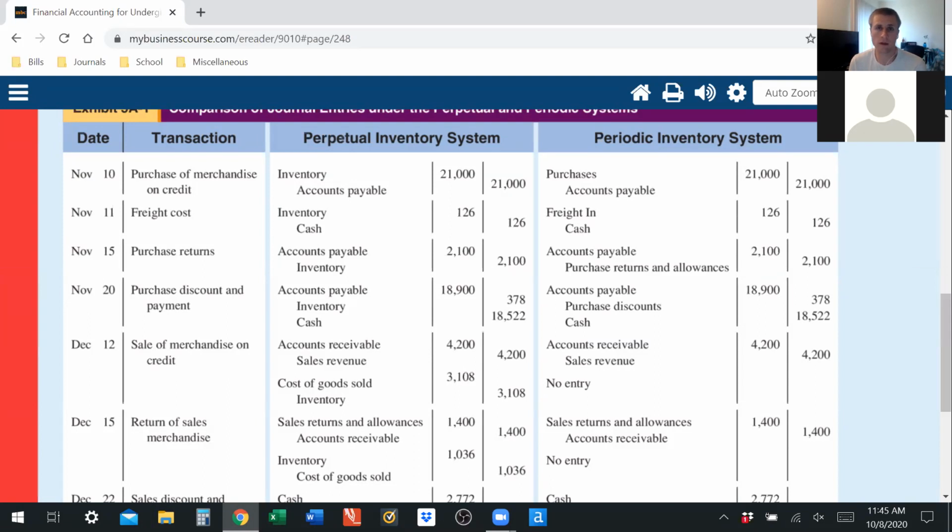When you sell an item from inventory, under the perpetual system, there are two journal entries. One to recognize the sales revenue, and the other one to recognize the cost of goods sold and the corresponding reduction to inventory. Under the periodic system, there's only one entry. You just make an entry to recognize sales revenue. No entry to reduce inventory or recognize cost of goods sold. Remember, periodic system, you make no entries in the inventory account until the very end of the period.